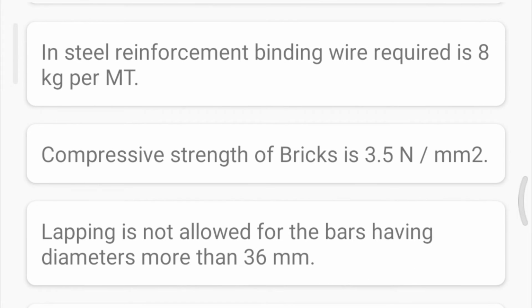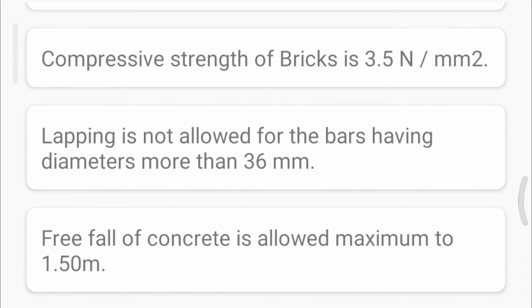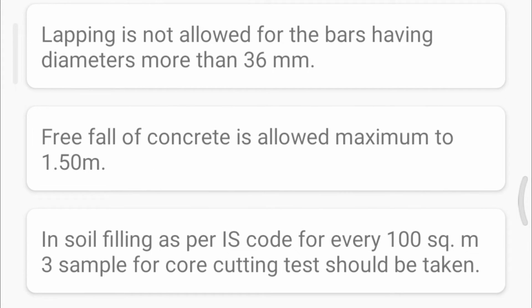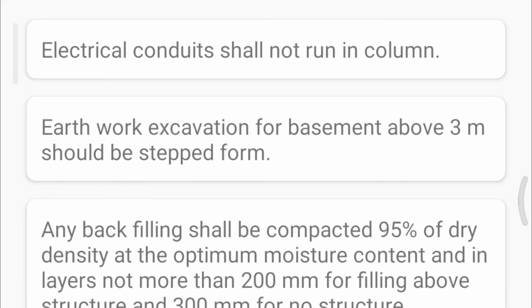Compressive strength of bricks is 3.5 Newton per mm square. Then lapping is not allowed for the bars having the diameter more than 36 mm. Then free fall of concrete is allowed maximum to 1.5 meter. So then the electrical conduits shall not run in the column.